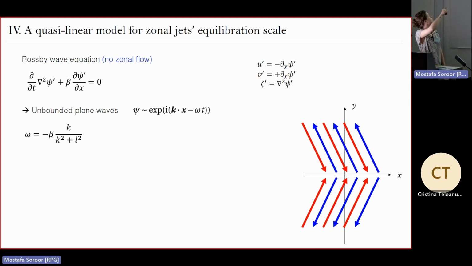And one important feature of these waves is that the zonal phase speed of these waves, omega over k, is negative, meaning that these waves have a westward zonal phase speed. So here on this schematic, I just qualitatively represented the fact that I'm emitting waves at y equals 0, and I have a northward propagating wave and a southward propagating wave.